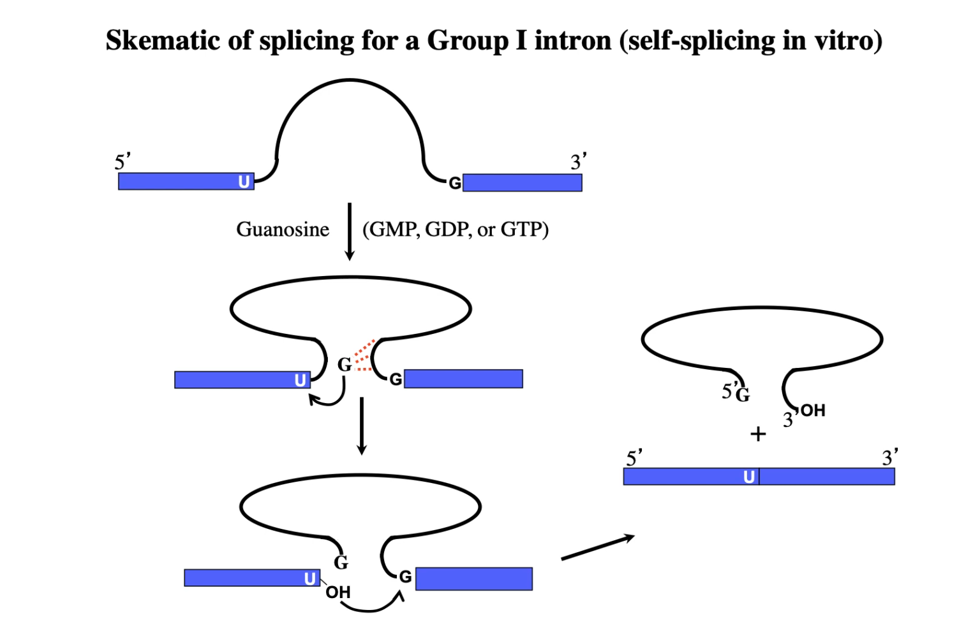But in vitro, you can add guanosine, and that'll attach to the P7 region. Then you can attack at the 5' intron-exon border. The guanosine becomes covalently attached. Then the two exons join together covalently, freeing the intron.